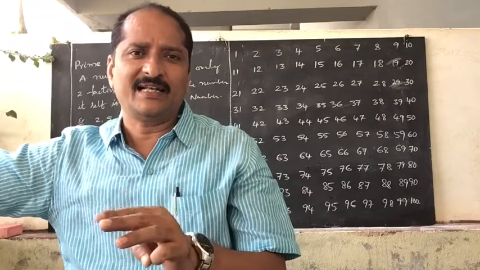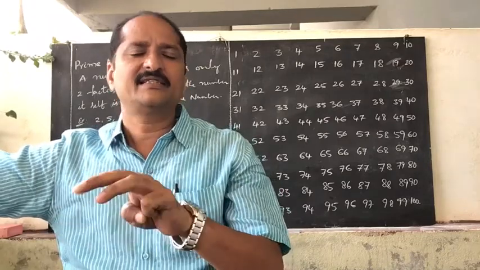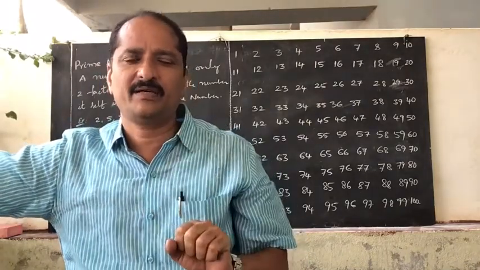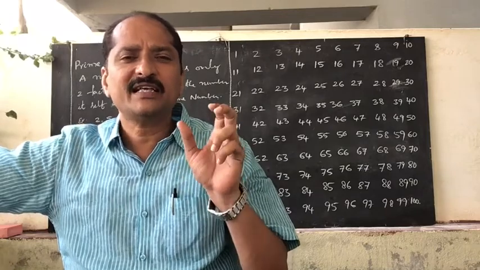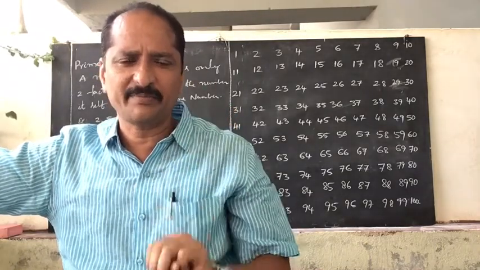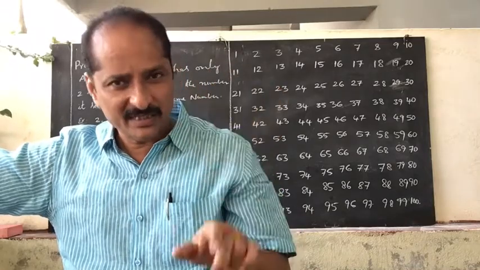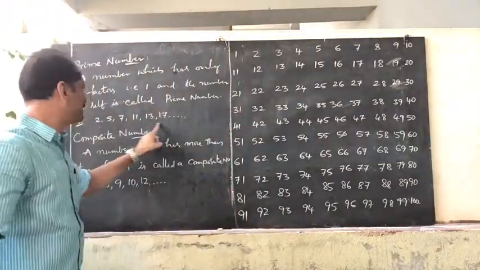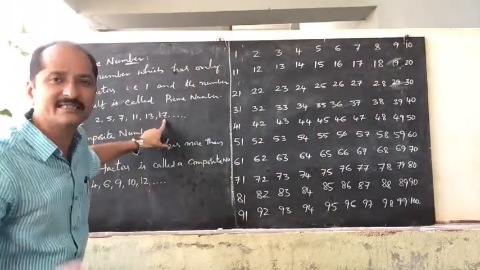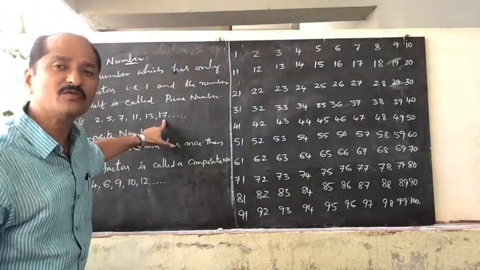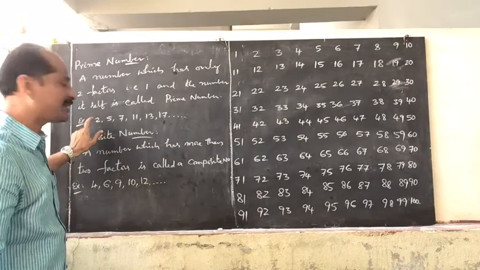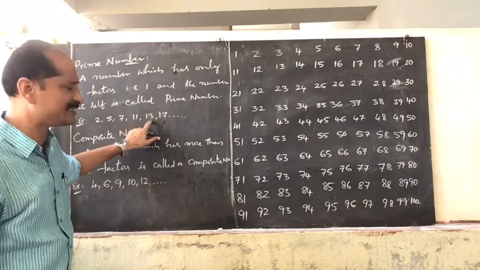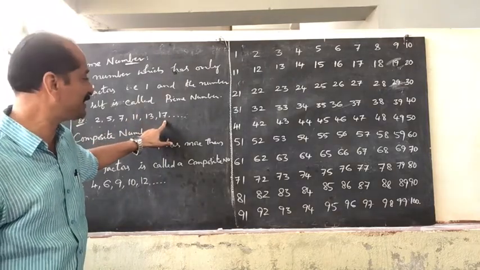So that is prime number means a number which has only 2 factors is a prime number. So what are the examples of prime numbers? 2 is a prime number, 3 is a prime number, 5 is a prime number, 7 is a prime number, 11 is a prime number, 13 is a prime number. These are all prime numbers because all these numbers have only 2 factors. What are the 2 factors of all these numbers? 2 has 1 and 2, 5 has 1 and 5, 7 has 1 and 7, 11 has 1 and 11, 13 has 1 and 13, 17 has 1 and 17.